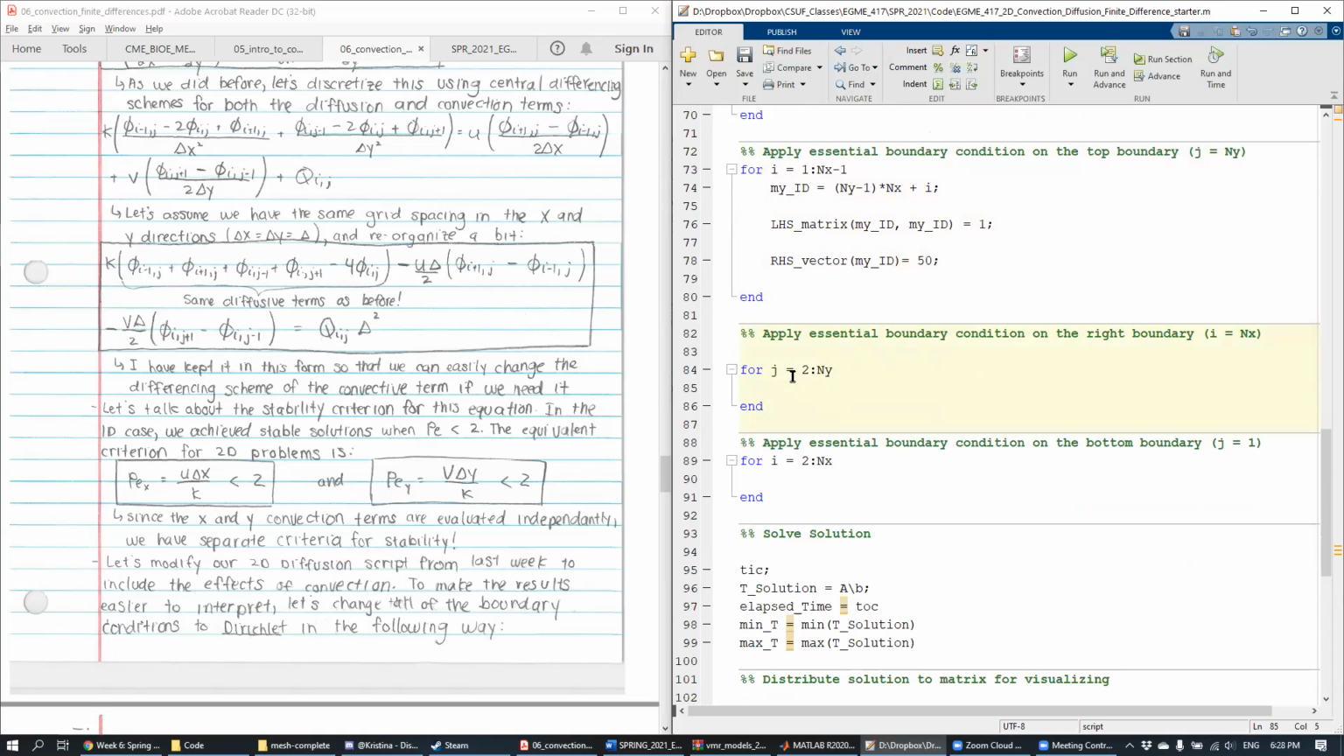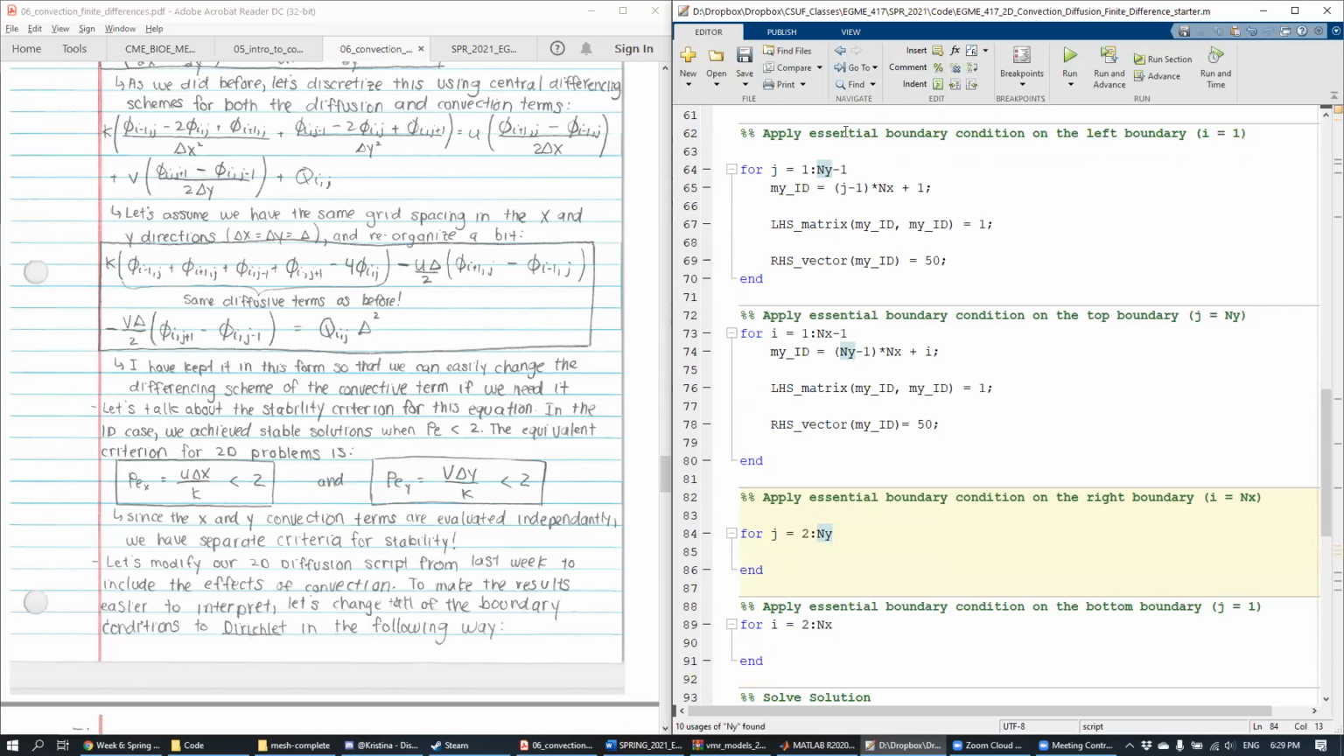Okay. The big difference here, and I think we kind of stopped short of this last time, is the bounds. And so for the left and the top boundary, we went from 1 to ny or nx minus 1. And so we stopped 1 short. And then just to make sure that we don't apply the same boundary condition twice on the boundaries, for the right boundary and the bottom boundary, we're going to go from 2 to n. And this basically just makes sure that all the boundary loops stop 1 short of the boundary.